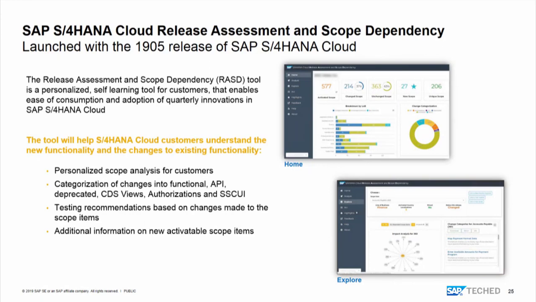Now, in the cloud, in release 1905, so year 2019, in May, we also released a new tool that we call the Release Assessment and Scope Dependency, and I need to apologize for the name, well known inside SAP as the What's New tool. If you are an S4HANA Cloud customer, it allows you to look at your current scope, and then lets you know what changed in terms of functional areas and APIs. There might be APIs that we deprecate.